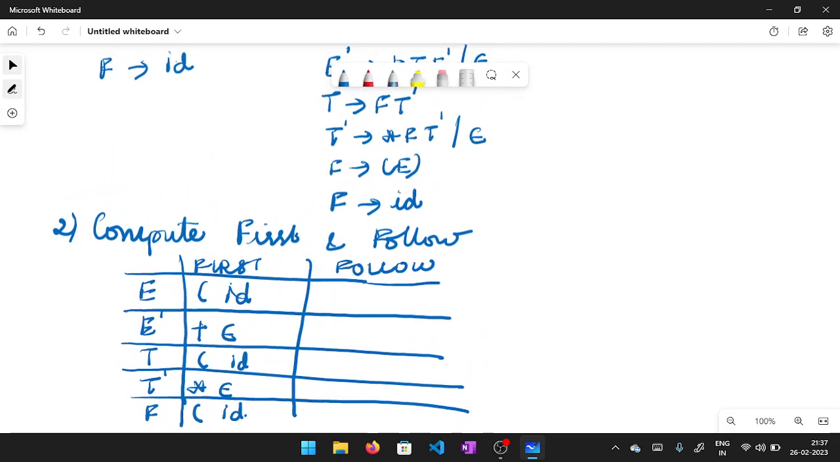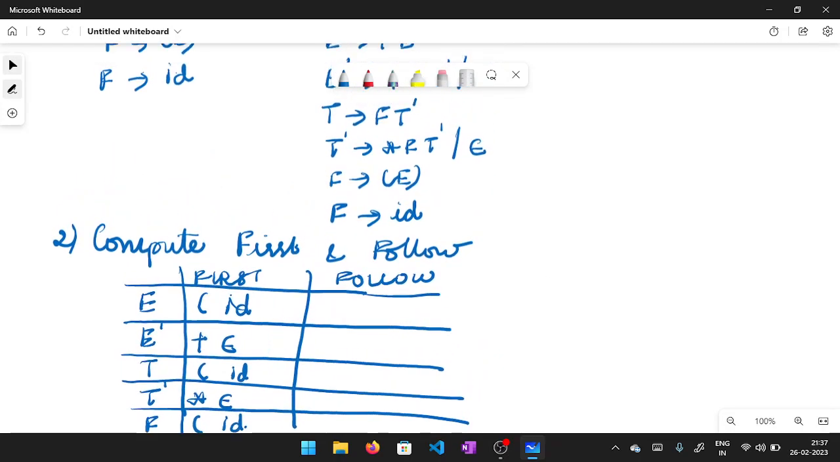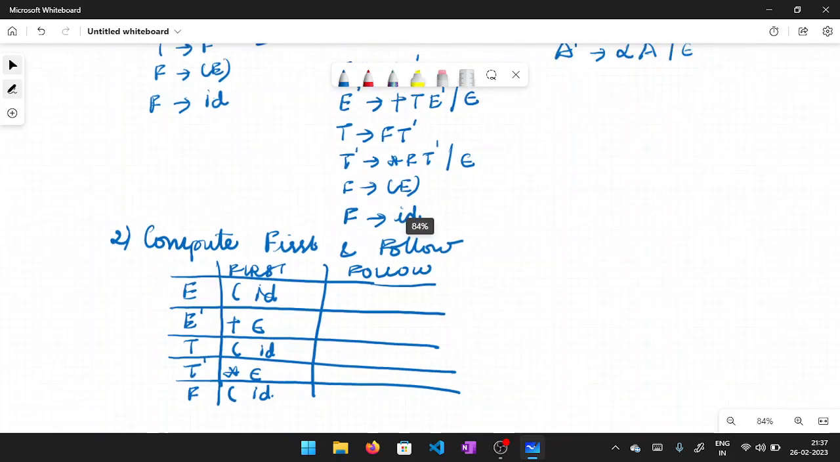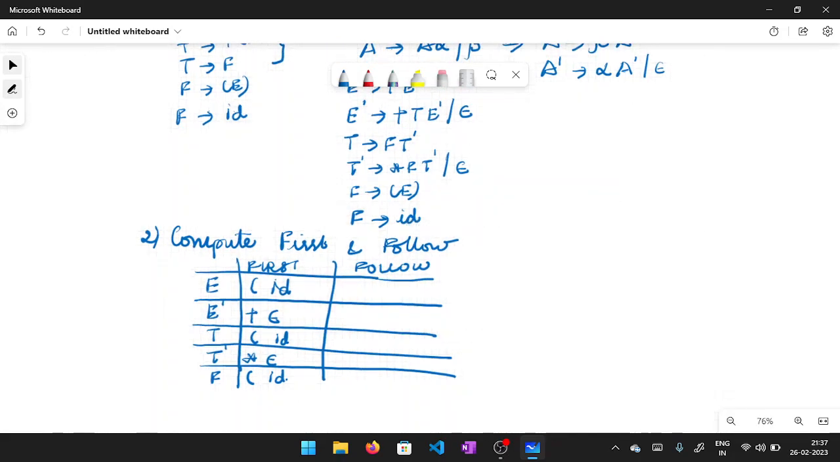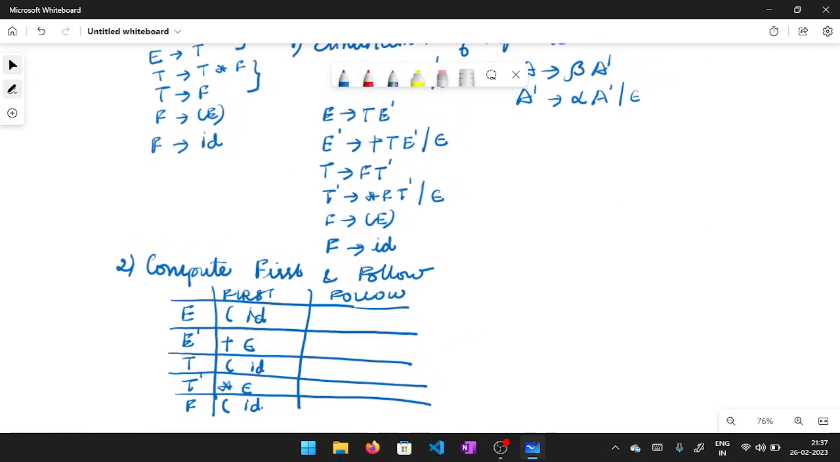Now the next algorithm, follow. We are supposed to put dollar in the starting symbol. So I have put dollar, and then in the right hand side of the production, anything that follows a non-terminal, so A tends to alpha B beta, now first of beta we will put in follow of B.